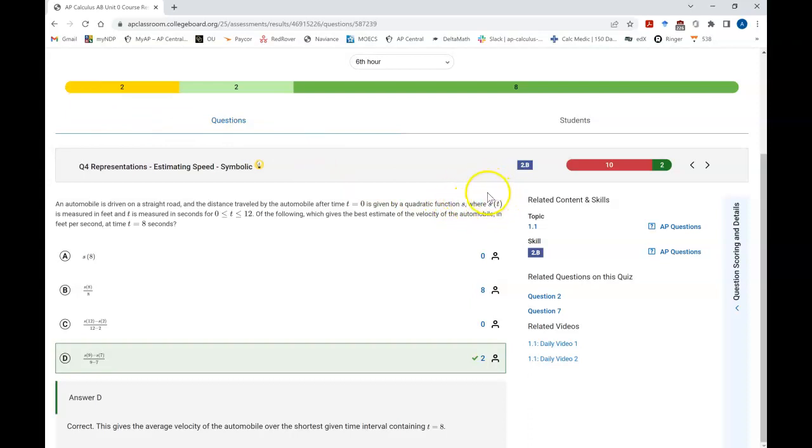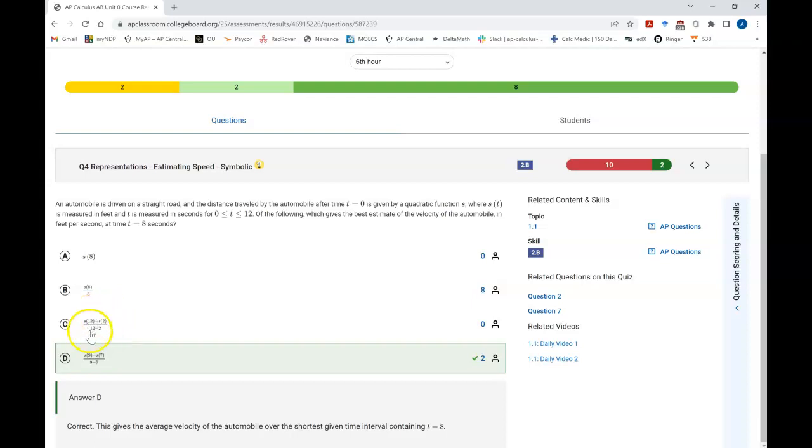This function s of t here is not speed, because if you look at the unit, it's measuring in feet. s of t is position, right? That's just how far the thing has traveled. How do we measure velocity? Displacement over time. So the slope of a position function at a point would represent the velocity at that time, right? Everybody agree with this? So when we're looking for a velocity, given a position function, we need to be considering slope. So immediately it should be down to C or D.